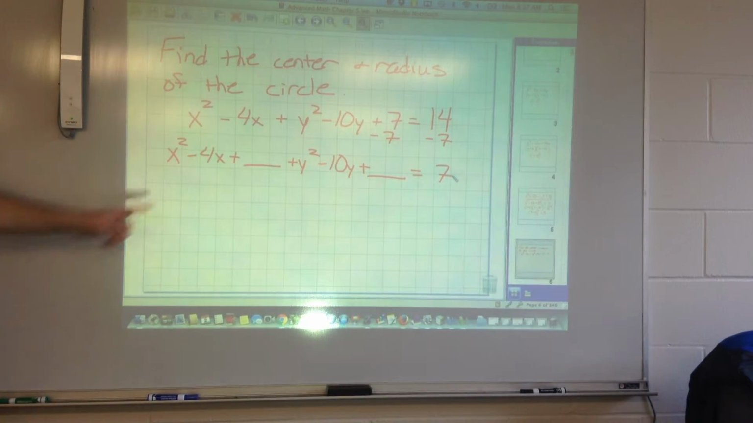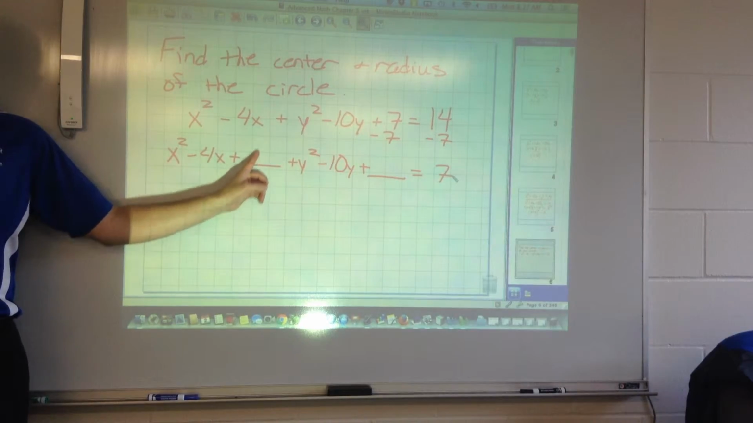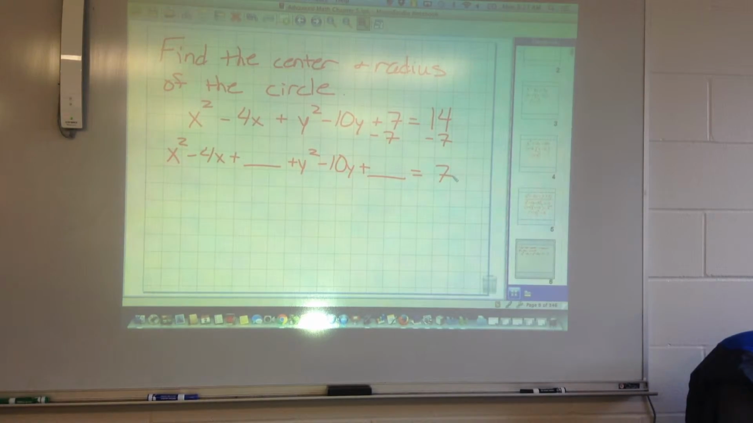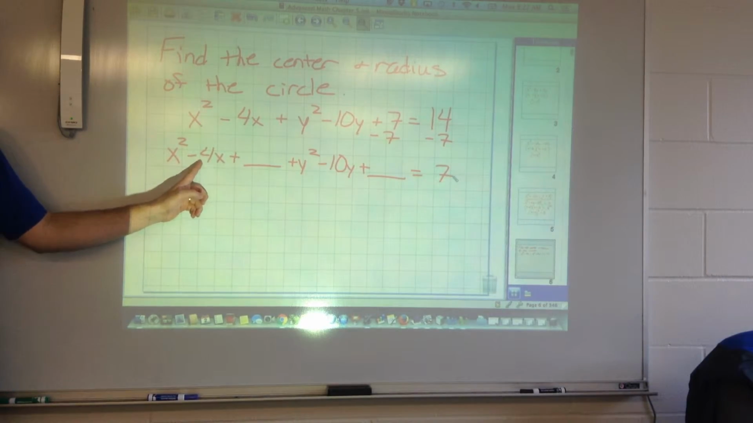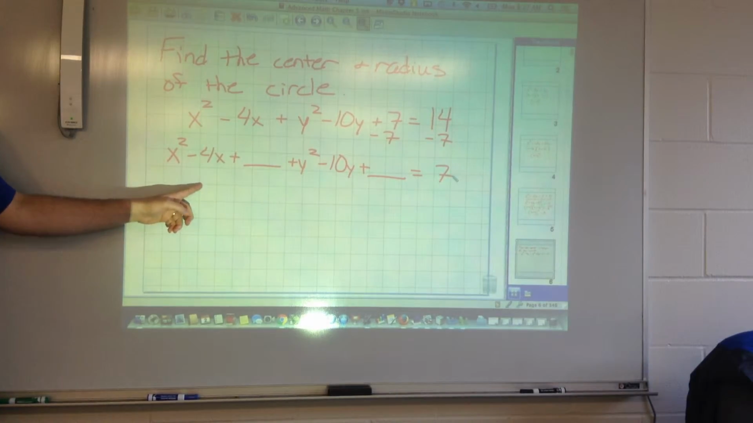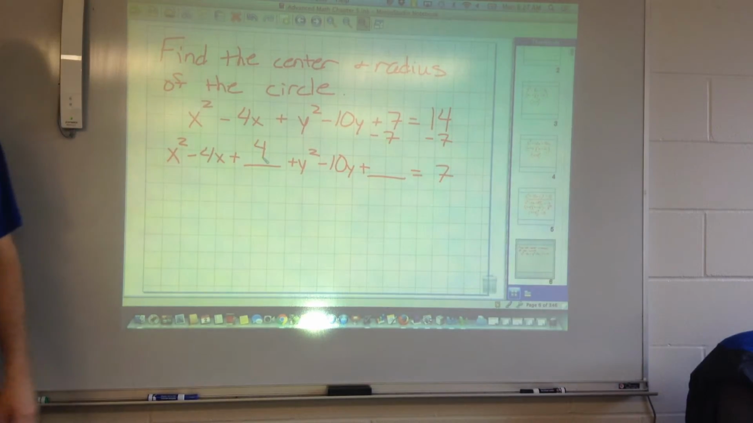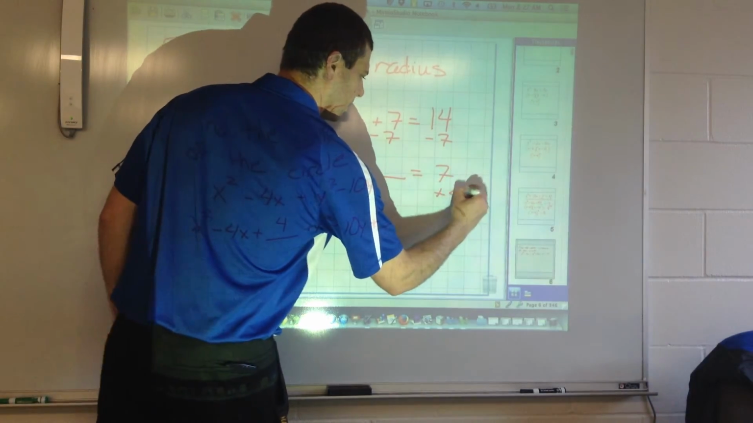Okay? What number, Skylar's going to go here? 4. Yep, how'd you get that? Because half of negative 4 is negative 2, and then square it, right? Negative 2 times itself is a positive 4. So I put a 4 in that blank. But if I add 4 to this side, I better add 4 to the other side, right?